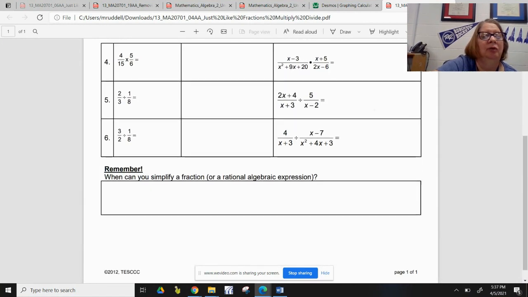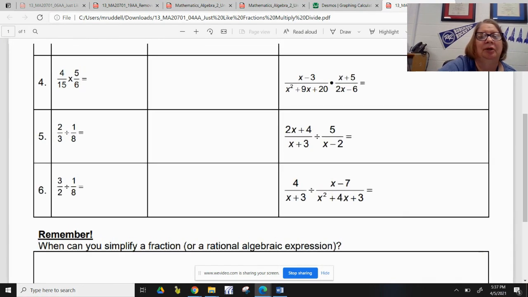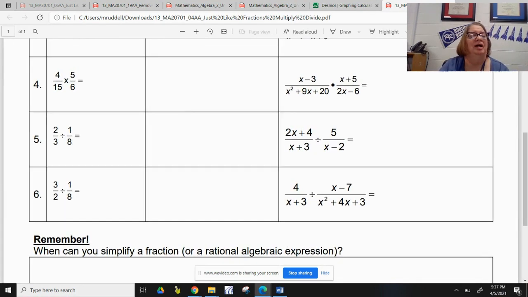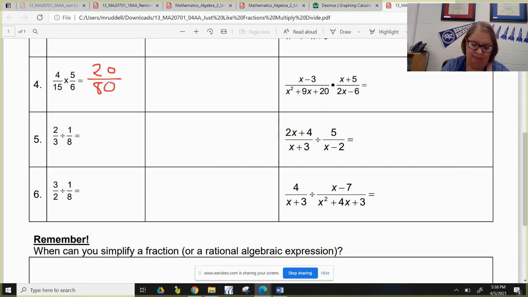Okay, here we go with 4 over 15 times 5 over 6. Now, you can multiply first, or you can simplify first. If I multiply first, 4 times 5 is 20. 15 times 6 is... sorry, 6 times 15 is 90.